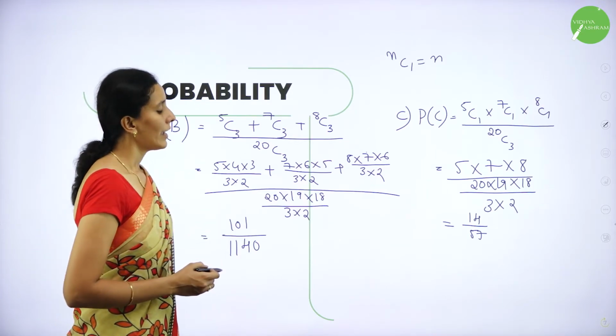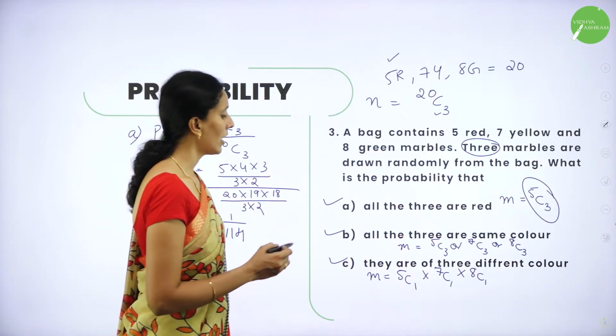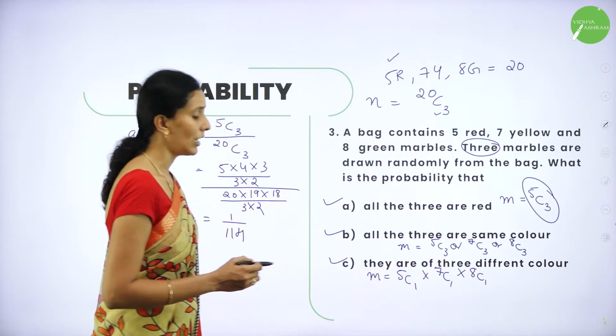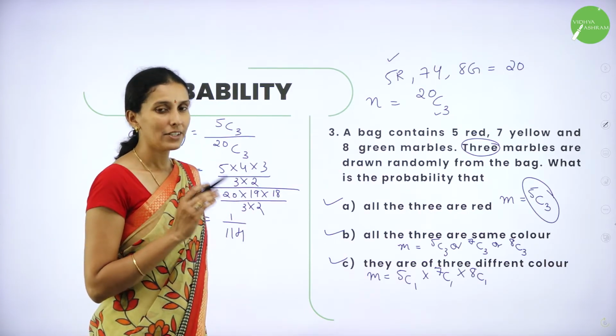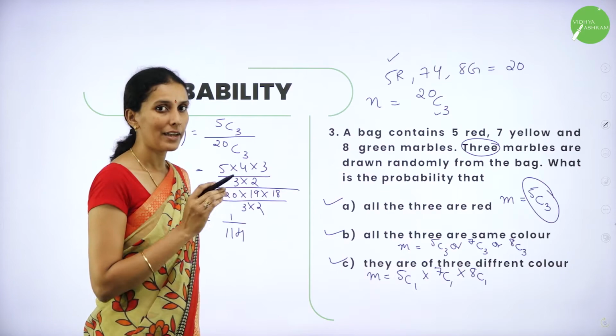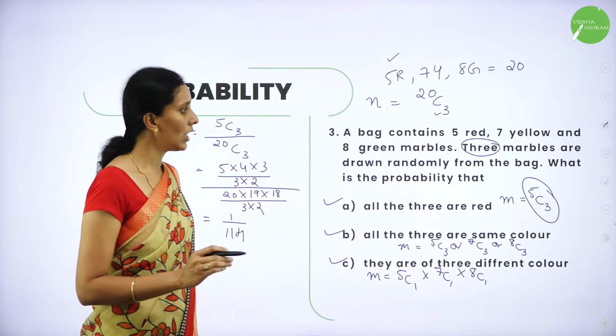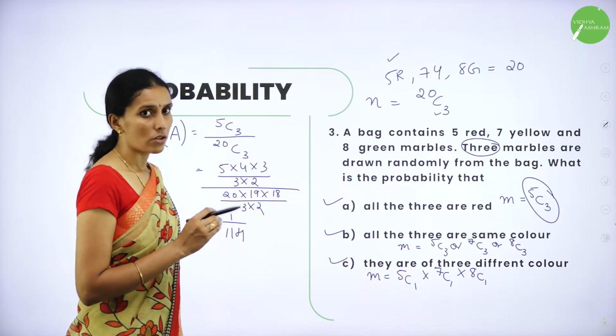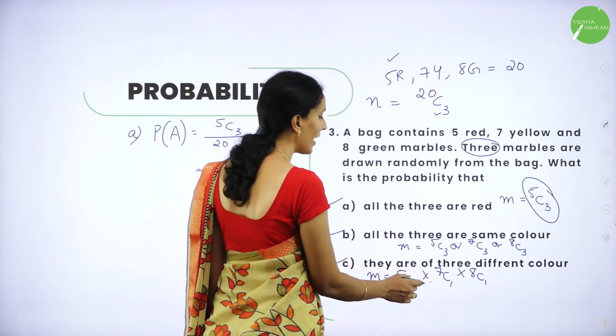Again, coming to the next question, they are of 3 different colors, so each color should be there. That is, one red, one green, and one yellow. Therefore the concept of AND is used.